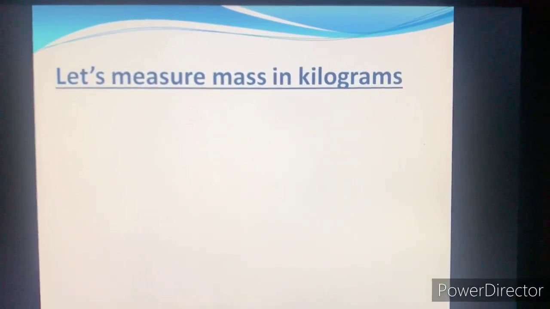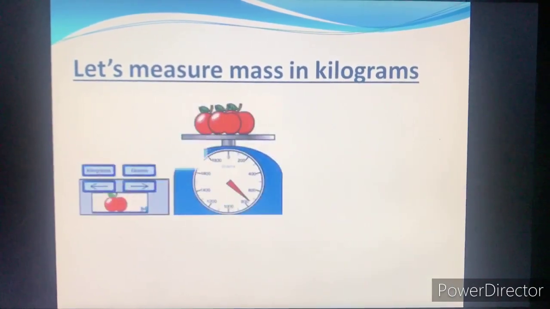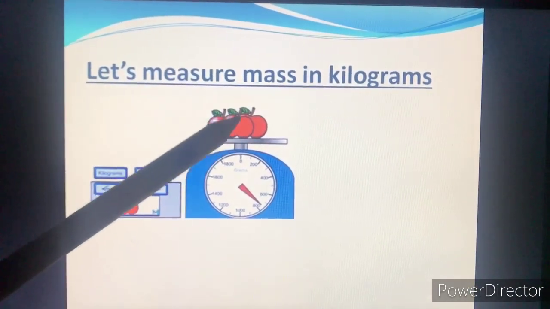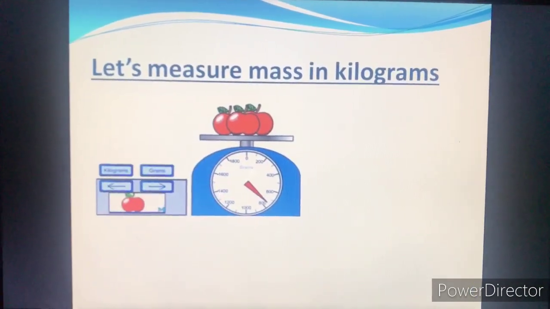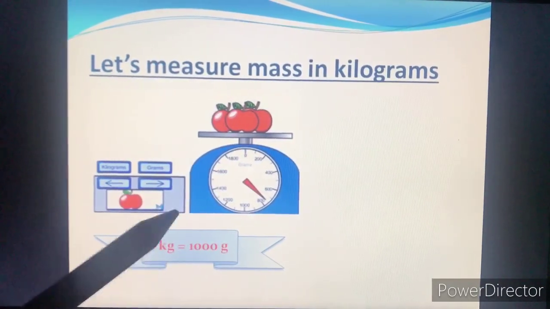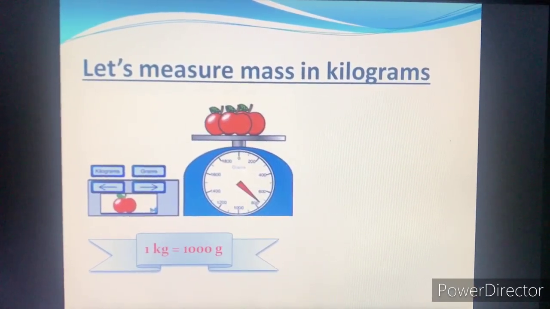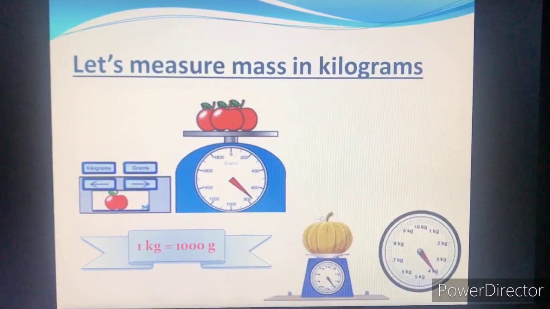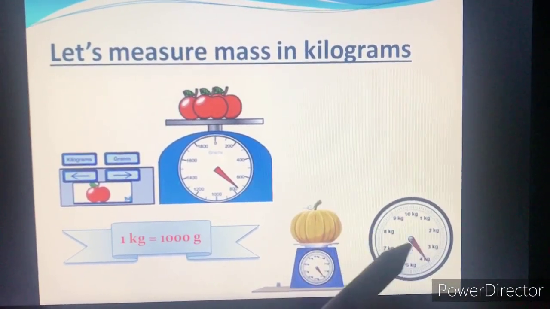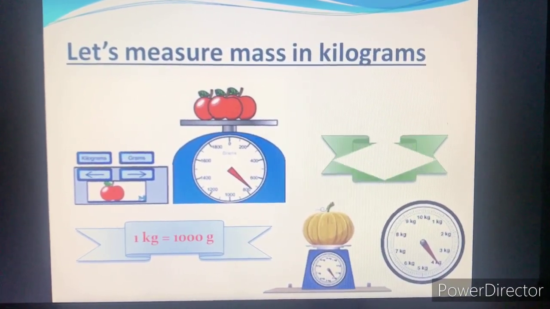Now we will do some measurements for mass in kilograms. First of all, we will see one example. See, there are a few apples, and they are going to measure these apples on a scale, and as I told you, 1 kilogram is equal to 1000 grams. So we are going to measure them in grams. Now look at this. What about this pumpkin? On this scale, you can see how much it is. Yes, it is 4 kg.